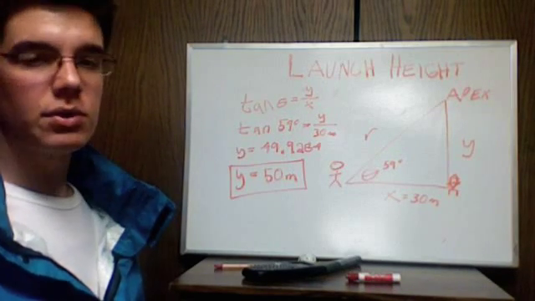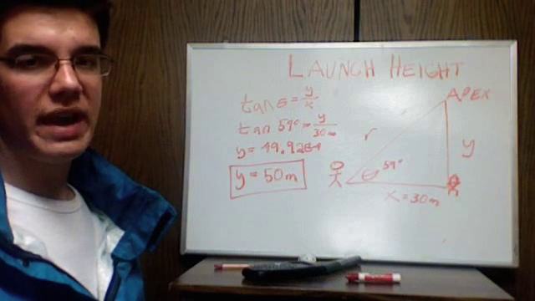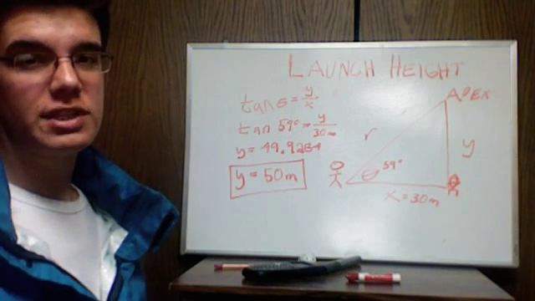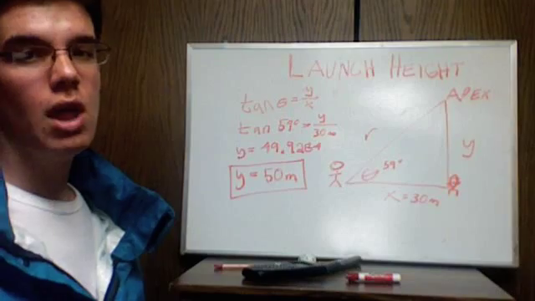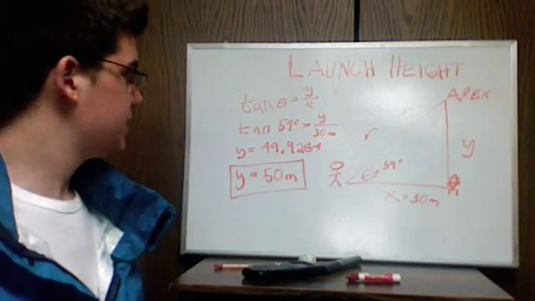And then y equals 49.9284 meters. Now don't forget your sig figs. That gives us a total launch height distance of 50 meters.